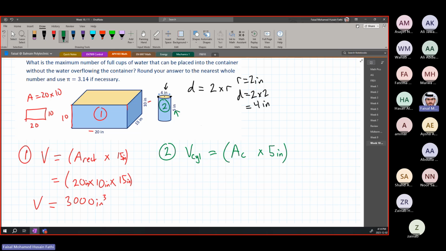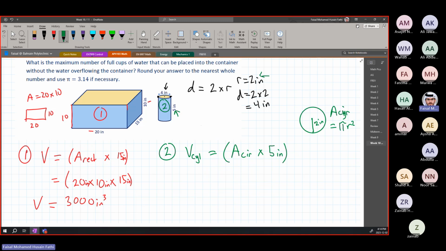Okay. Area of a circle. We have a circle here. We know that the diameter is 4 inches, so the radius is 2 inches. This is the given radius, 2 inches. So what is the area? The area of a circle is equal to pi r squared.